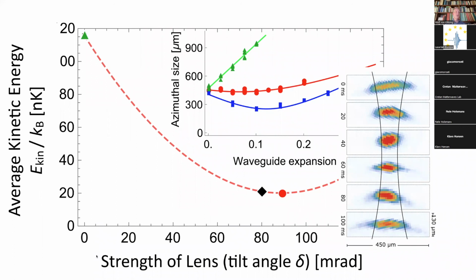So here we vary the strength of the lens, and we look at the average kinetic energy of what comes out of it. It's a bit busy, I'm afraid. Apologize for that. But the more important thing is this focus here that you get. And here you can see different images of the cloud as it passes through this focus. And you can see it's a very nice focus.